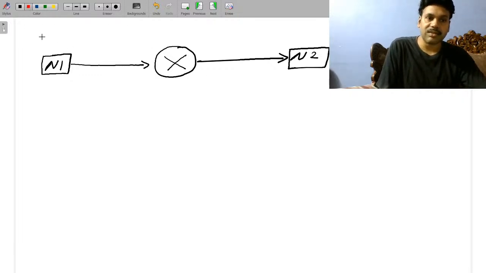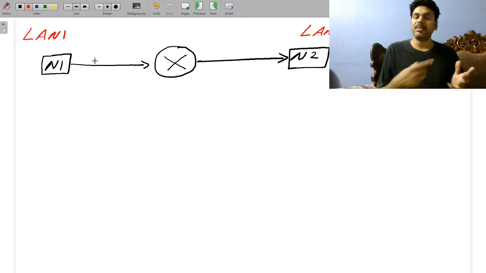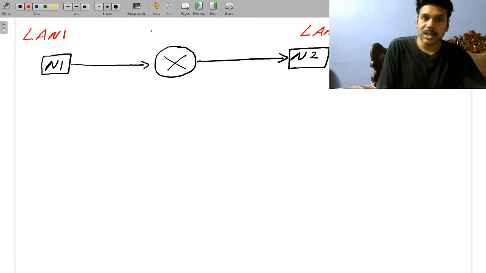Please understand carefully. He belongs to one LAN, he belongs to another LAN, and now I want to integrate these two LANs because both are different private networks. There is a need of a what? Router or gateway.